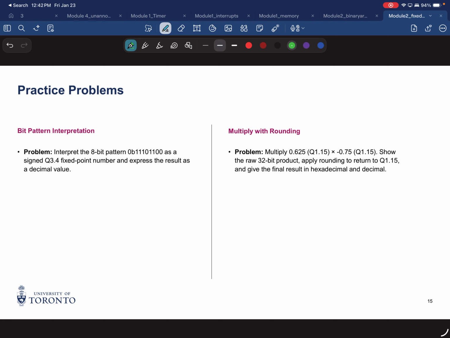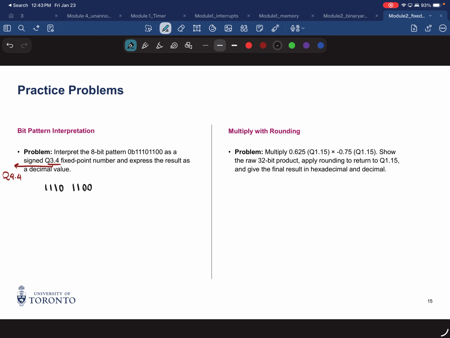Let's solve this one. It says, interpret the 8-bit pattern of this as a signed Q3.4, okay? And this is, again, with these standard bit sizes, treat this as Q4.4, and express the result as a decimal value. So what should I do? First thing I need to do is to separate the sign bit, integer bits, and the fractional bits, right? So let's do that. I have 1, 1, 1, 0, 1, 1, 0, 0.